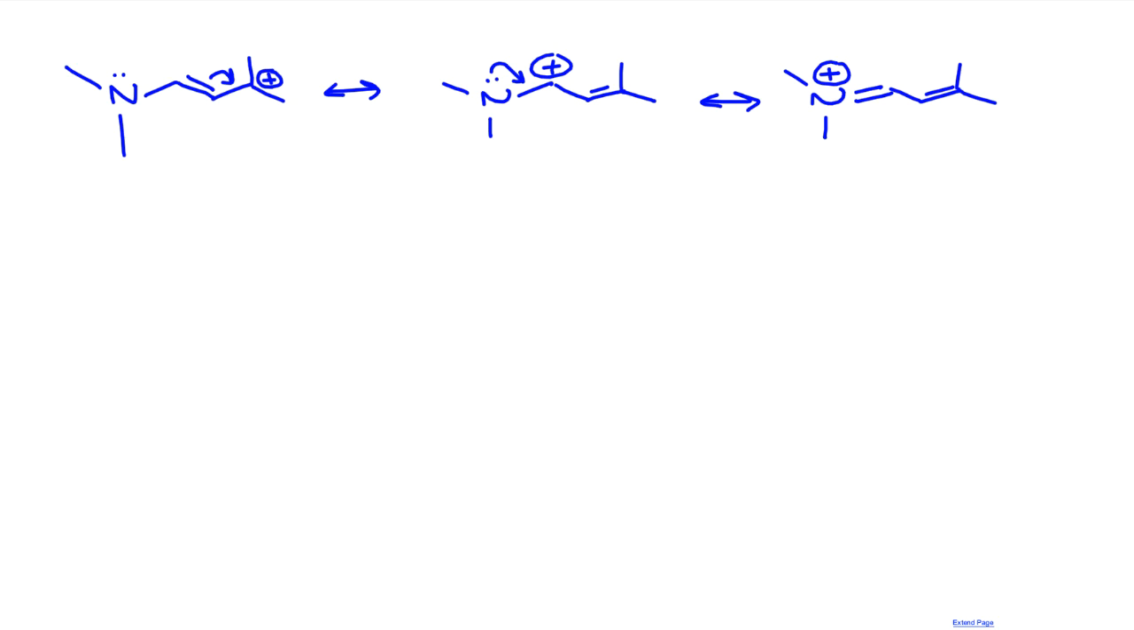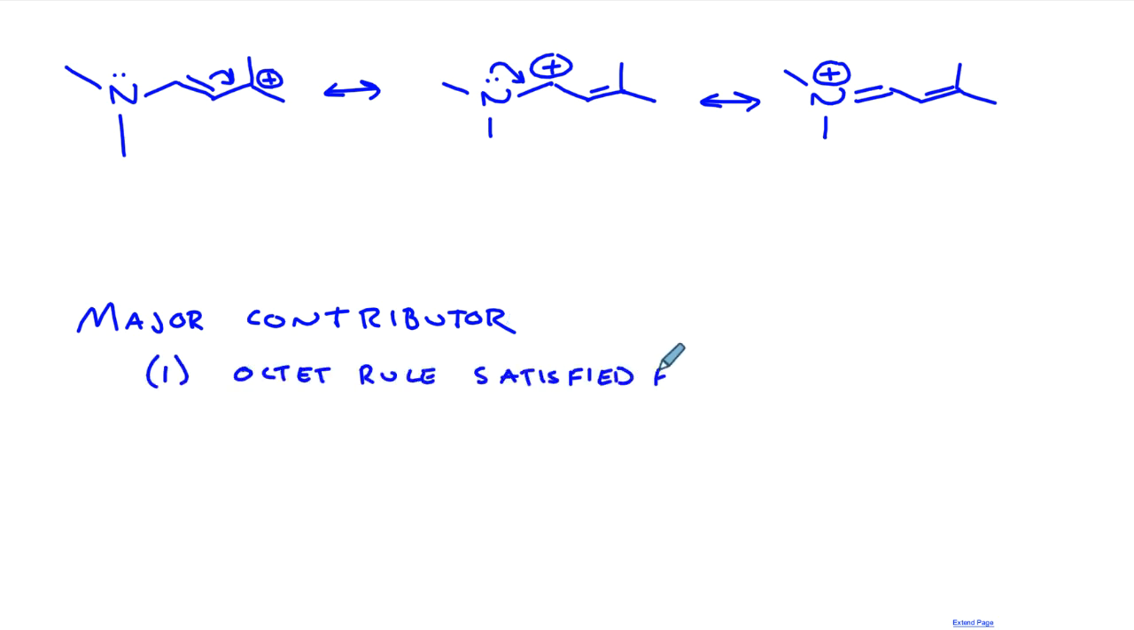Now each of these resonance structures influence the overall structure of the molecule, but they are not equal, so they will have different weights. One of these structures will influence the structure of the real compound more than all the others, and this is called the major contributor. We can use the following criteria to determine the major contributor in a positively charged structure. The major contributor will be the resonance structure in which the octet rule is satisfied for all atoms and possesses the highest number of total bonds.